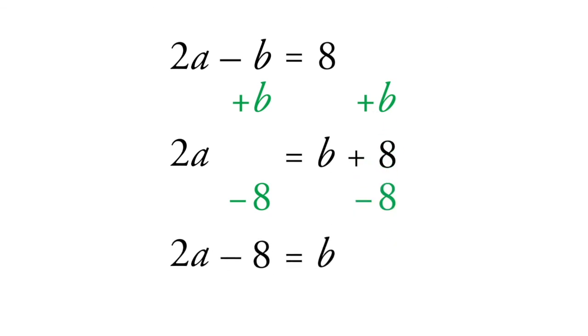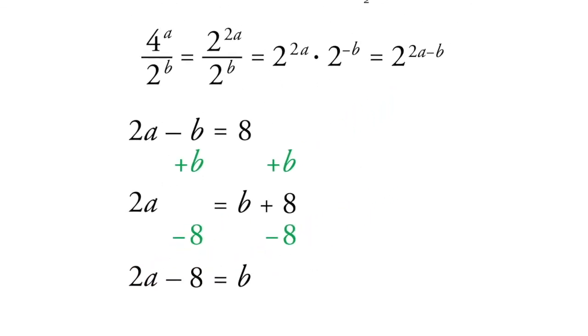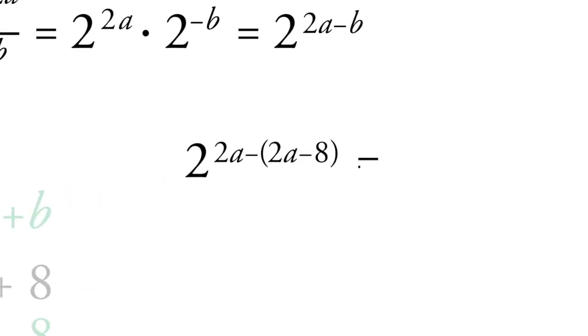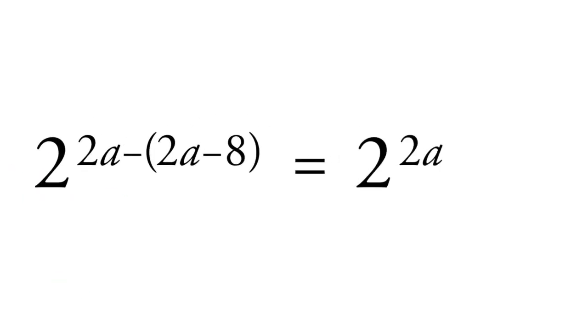And so then we can take that and we can replace our b with 2a minus 8. So let's go over here and take that b, and we'll replace it with 2a minus 8. And so now we have 2 to the 2a minus (2a minus 8). And that gives us 2 to the 2a minus 2a plus 8. And these two a's cancel out, so we get 2 to the 8th. That's our answer.